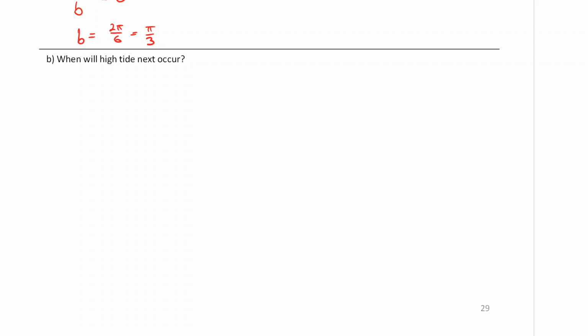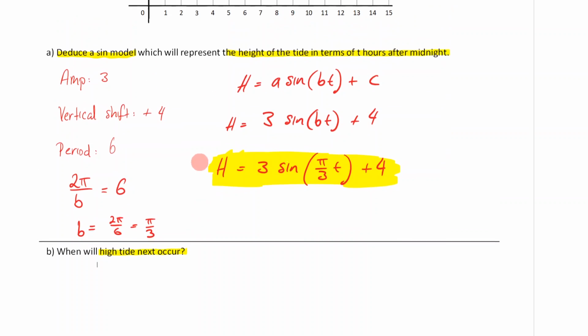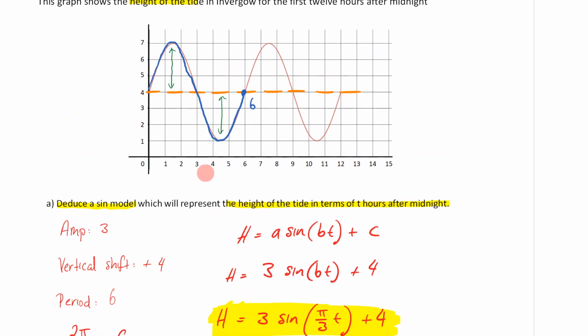So the next thing that we want to do here is, when will high tide next occur? So let's go up to our graph and figure out what this means. The high tide. Let's get rid of these green arrows. Okay, so the high tide is what? It's obviously where it's hitting that maximum height here. So this is the high tide. And we need to figure out where it's next going to occur.